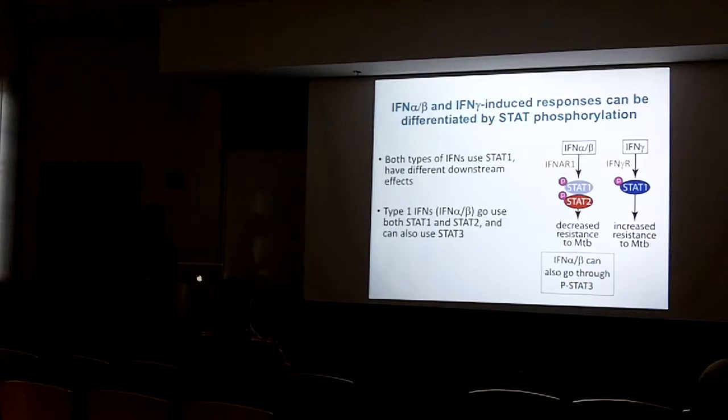So some relevant background on type 1 interferon and type 2 interferon signaling, because interferon gamma is a critical factor in the microbial responses and protection against TB. These two cytokines both go through STAT1, but we can differentiate type 1 and type 2 interferons by looking at STAT2. So only type 1 interferons go through STAT2. And we could also look at IFNAR1 or interferon gamma receptor expression on cells. And complicating the issue to some degree is the fact that interferon alpha beta can also go through the phospho-STAT3 pathway.